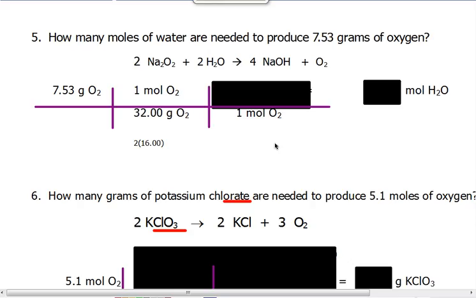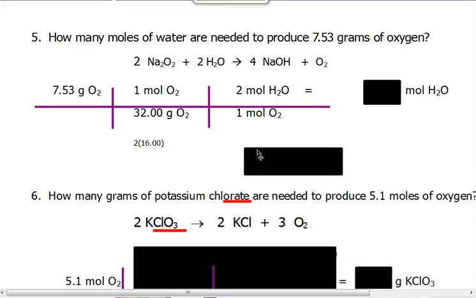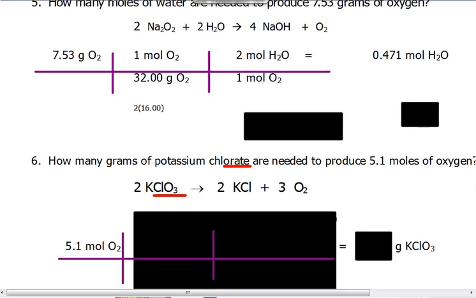And at this point, it's finally that weird, like, what do I do next? Again, you read the question, you figure out what you're looking for. We are looking for water. It says there are 2 waters. And for every oxygen, there's 2 waters. There we go.